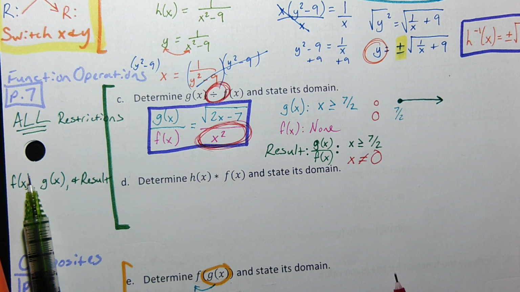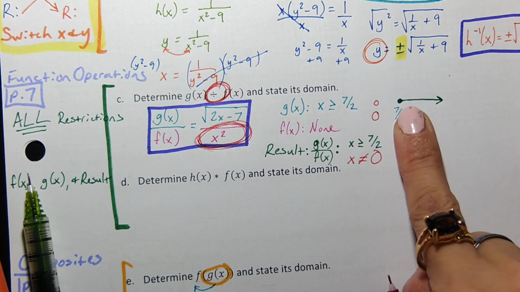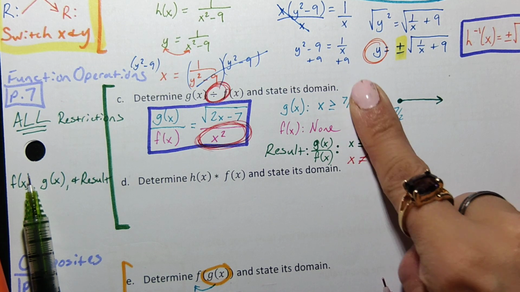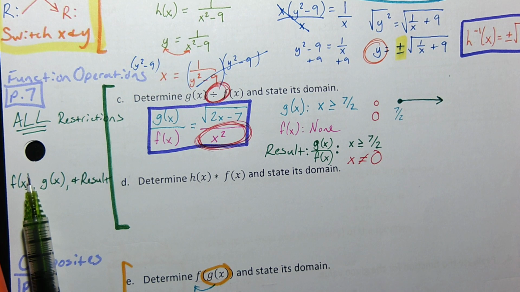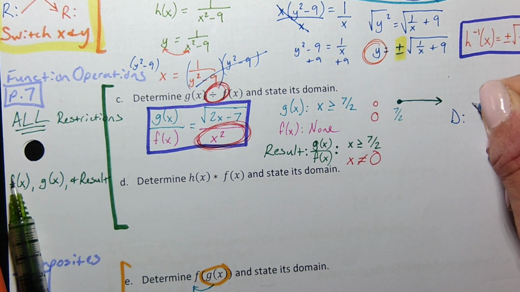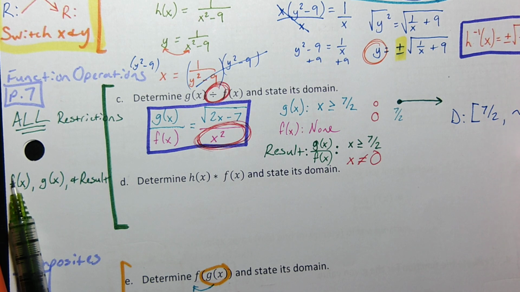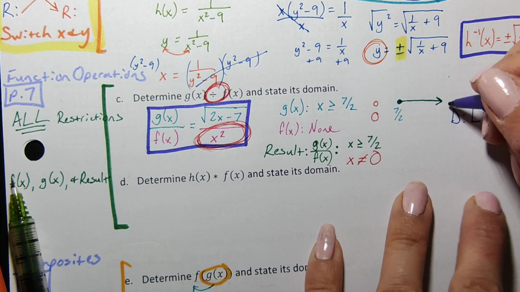Does my domain start at negative infinity? No. Does it start at 0? No, and if you're like, but there's a dot there. Yeah, we can't have that dot, but that dot doesn't even matter because my square root function is restricting it anyway. It says, yeah, we know we can't have anything over there. We already said that. It has to start at 7/2 and go to infinity. So my domain is bracket 7/2 infinity. The number lines help you put all those restrictions together.